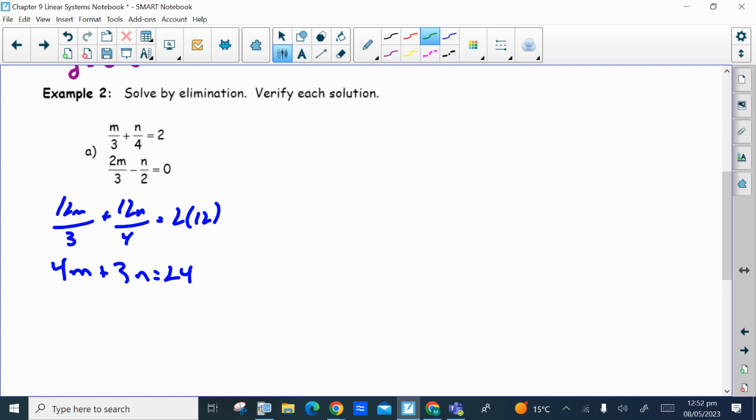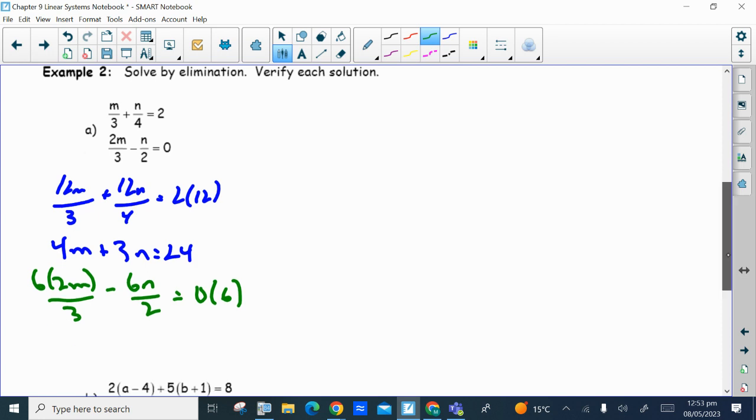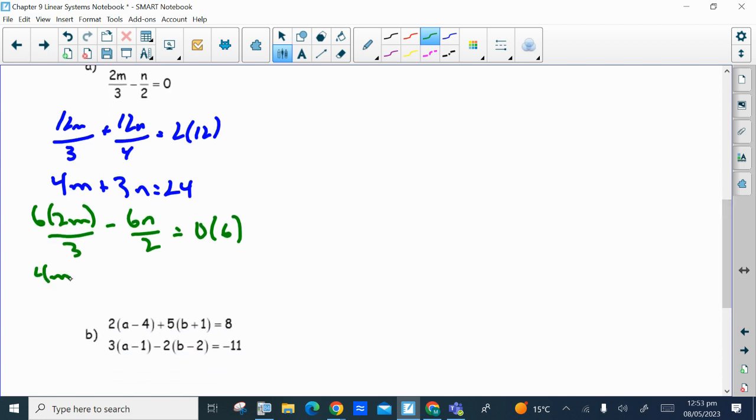And we need to do the same thing with the second equation by multiplying all the terms by the common denominator of 6. So it's going to be 6 times 2m over 3 minus 6 times n over 2 equals 0 times 6. 6 divided by 3 is 2, times 2m is 4m, minus 6 divided by 2 is 3n, and that will equal 0.